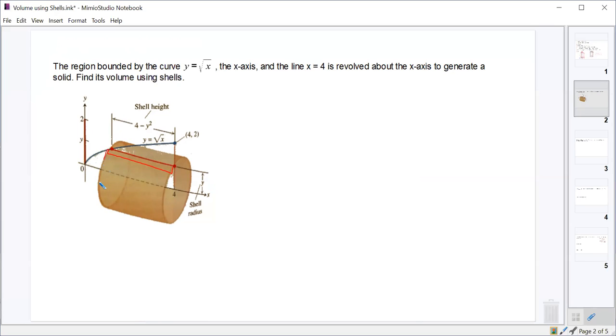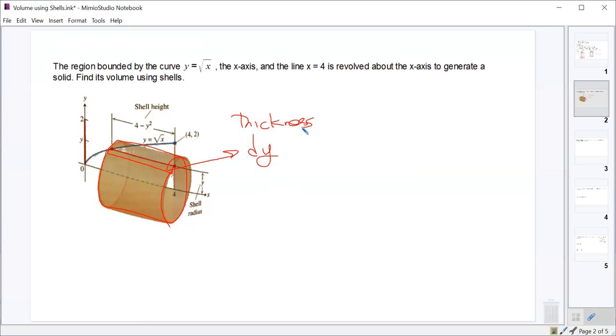And when I revolve that thing around here, we end up with this cylinder that's hollow. I did my best to get rid of some of the color, so you can see that it's hollow. It's a hollow cylinder that has a thickness in, what direction is that? It's very thin in which direction? In the y direction. So this has a thickness of dy.